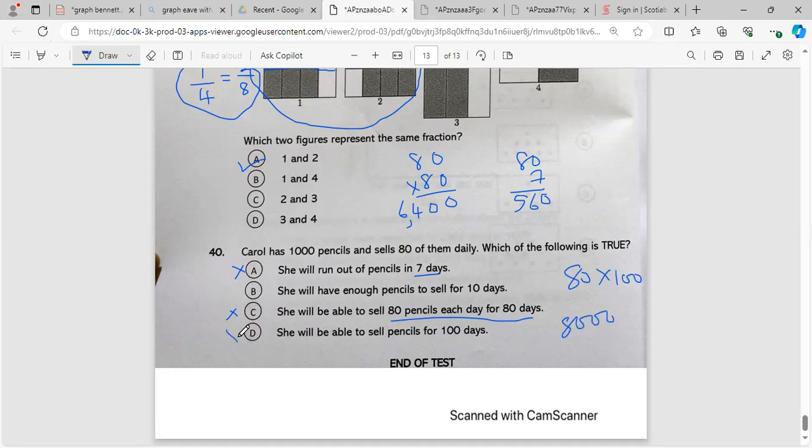And you know, the way they phrase it, they never say she will run out of pencils, but they say she will have enough pencils to sell for 10 days. So yes, she'll have enough to sell for 10 days.